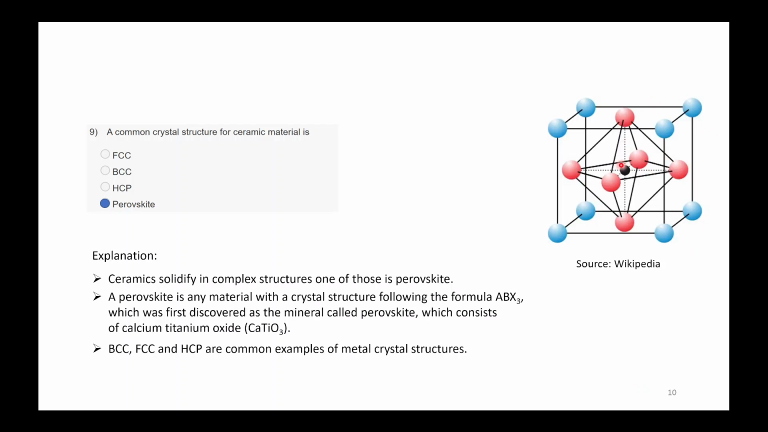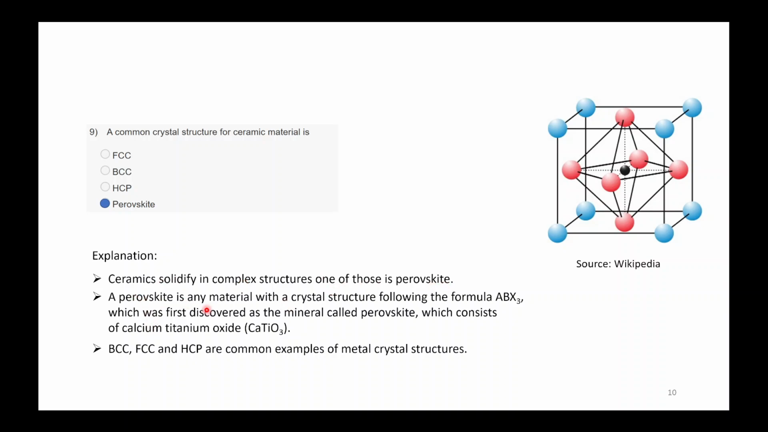And this is what perovskite structure looks like. So here at the corners, there will be certain atoms and different atoms will be at the face centers. And at the body center, there will be a different atom in the cubic cell. Ceramics solidify in complex structures. One of these is perovskite.